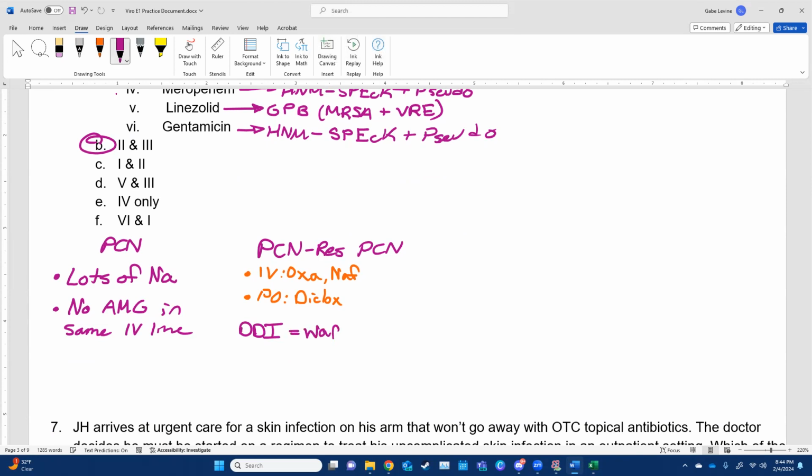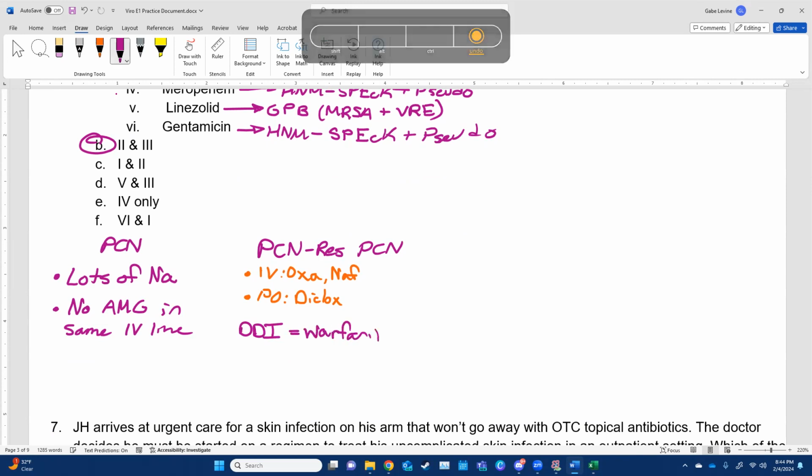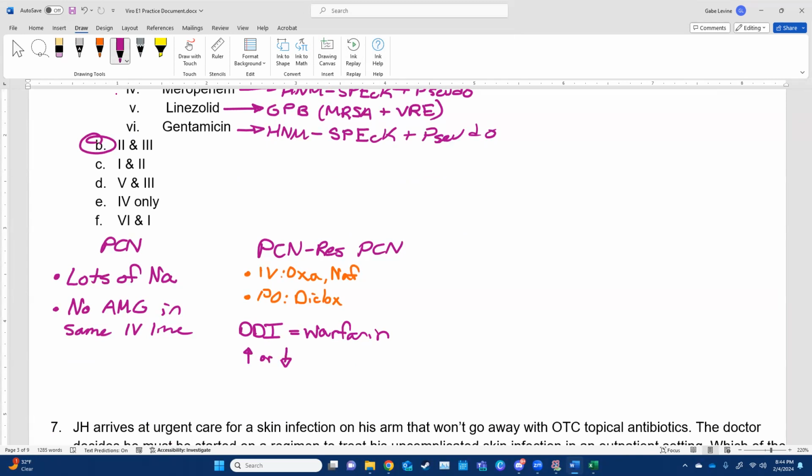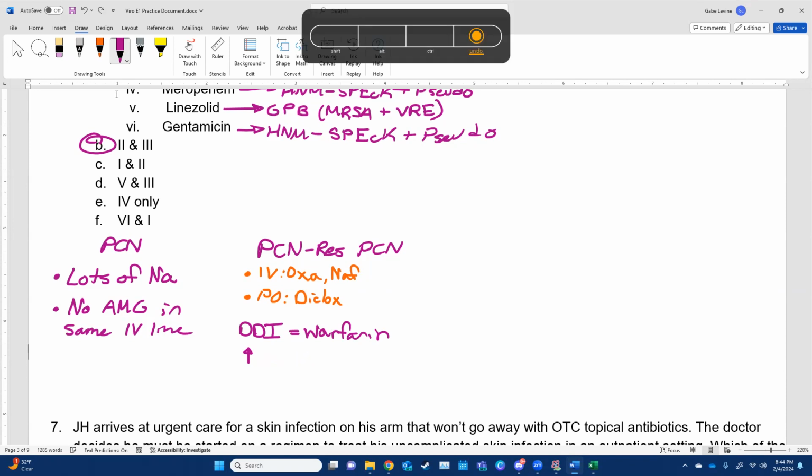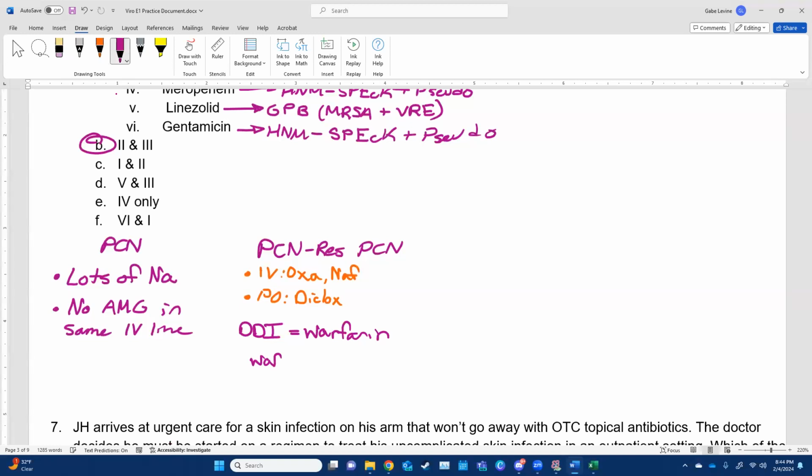Warfarin, as well as diuretics, ACE inhibitors, lithium, all that kind of stuff. So are we going to increase or decrease the INR with, let's talk about it this way, what's going to happen to warfarin concentration? Are we going to increase or decrease the absorption? Decrease. So this means that are we going to have a higher or lower INR? Decrease.